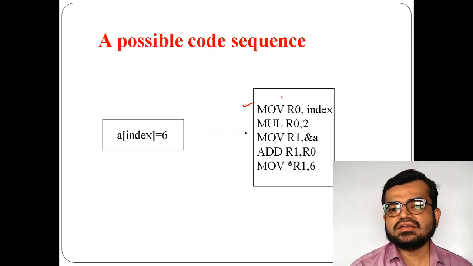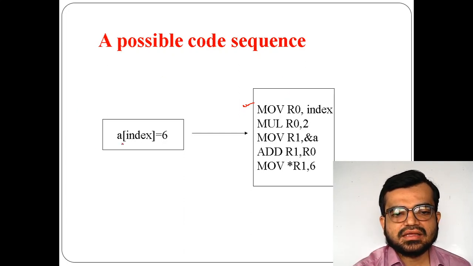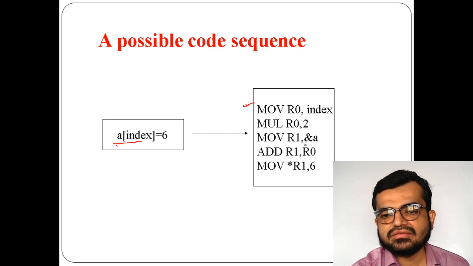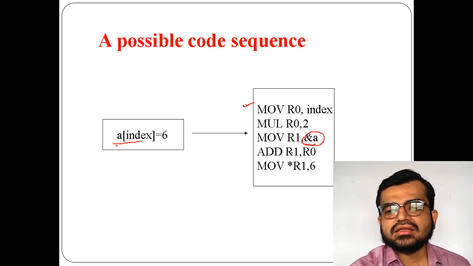So now we are using registers R0, R1, right? And we are using some operations. So what are the operations we are using? Move operation, multiplication operation in order to multiply that. Also, as you know, A of index is an array. So that's why this array value should be moved into the register R1 by using a symbol called address of A. And finally R1 and R0, 4 plus 2 will be added here and it will be stored in R1, using indirect addressing mode.